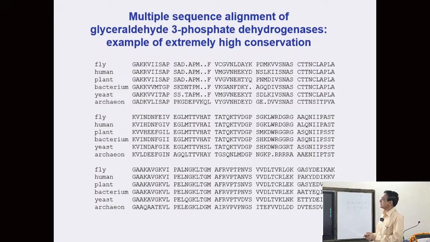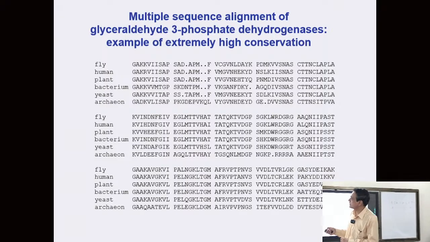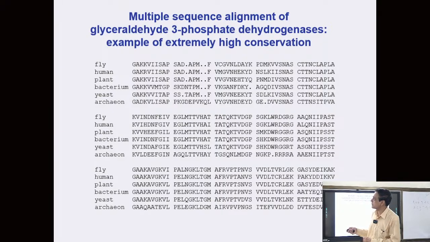Okay, and here is an example of extreme conservation, and this is the multiple alignment of glyceraldehyde 3-phosphate dehydrogenases. And you can see that this is quite a high conservation. There are fewer gaps and fewer mismatches. And these are coming from organisms that are as diverse as fly, human, plant, bacterium, yeast, archaean. And this is evidence that this level of conservation cannot happen by chance. So, human and bacteria must have shared a common ancestor.